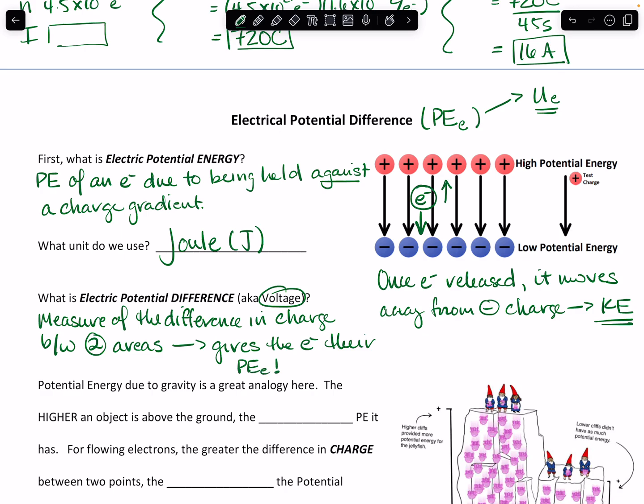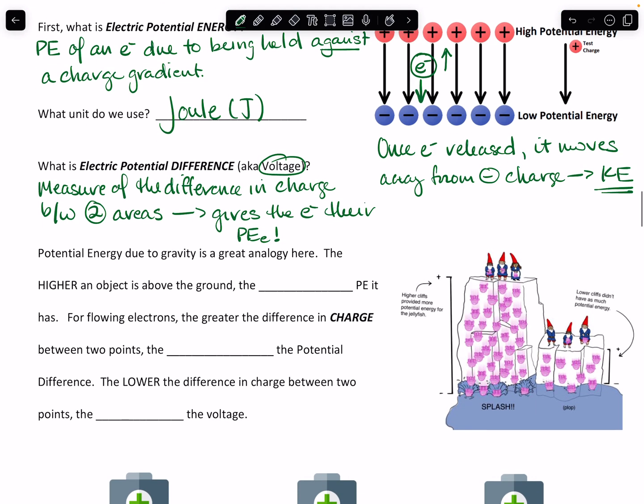All right, so using the idea of potential energy due to gravity is a great analogy here. So imagine you go to the top of a 500-foot cliff, then that cliff is going to give your object a certain amount of potential energy. But if you take it to the top of a 2,000-foot cliff, you're going to have a whole lot more potential energy. Same thing here. If the difference in charge between 2 points is small, then you have a small amount of potential energy. If the difference between two areas is very large, then you're going to have a lot of potential energy.